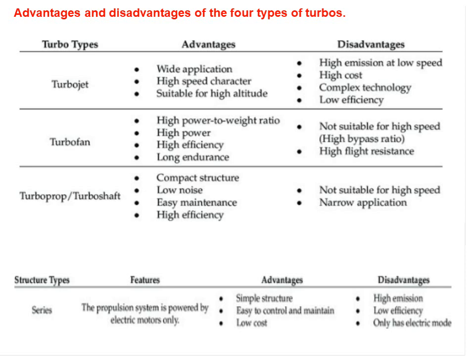So that is the structure type, and the second one is the series type, which has different features, advantages and disadvantages. The propulsion system is powered by the electric motor only. The advantages are a simple structure, easy control and maintenance, and low cost. At the same time, the disadvantages are high emission, low efficiency and electric mode only.